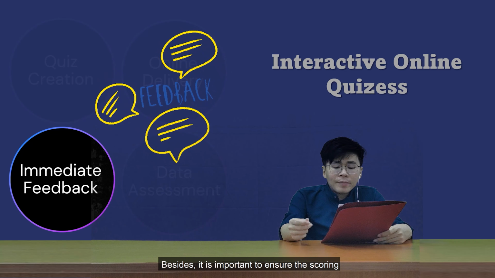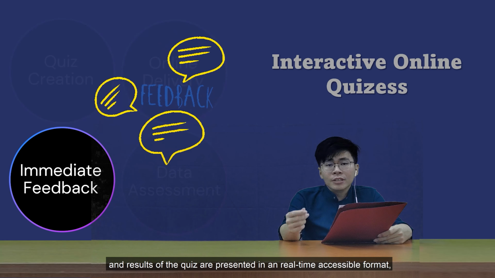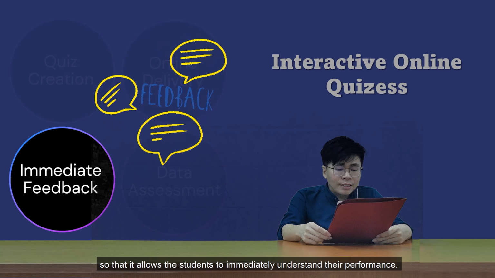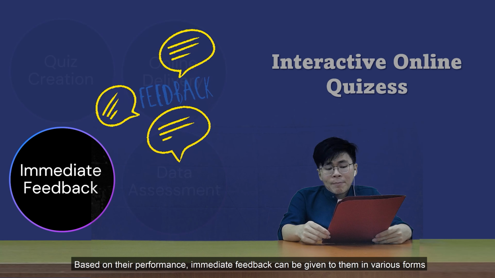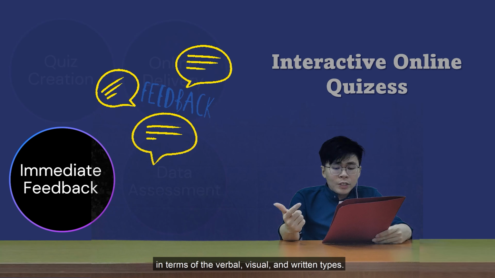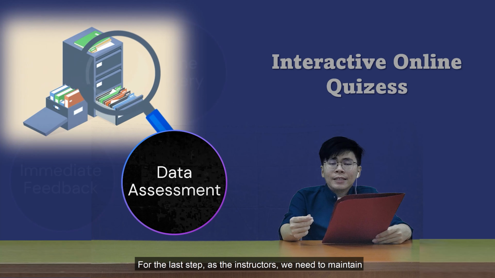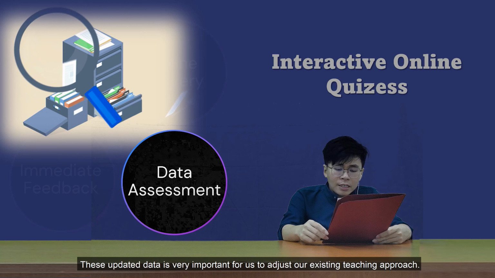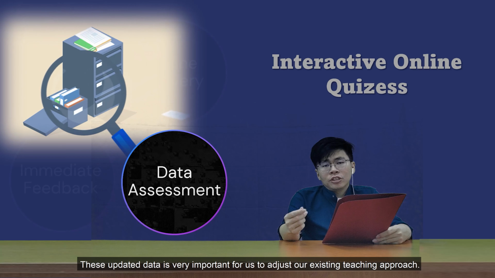Besides, it is important to ensure the scoring and result of the quiz are presented in a real-time accessible format, so that it allows the student to immediately understand their performance. Based on their performance, immediate feedback can be given to them in various forms: verbal, visual, and written. For the last step, as an instructor, we need to maintain the record of the assessment result as well as the student feedback. This updated data is very important for us to adjust our existing teaching approach.